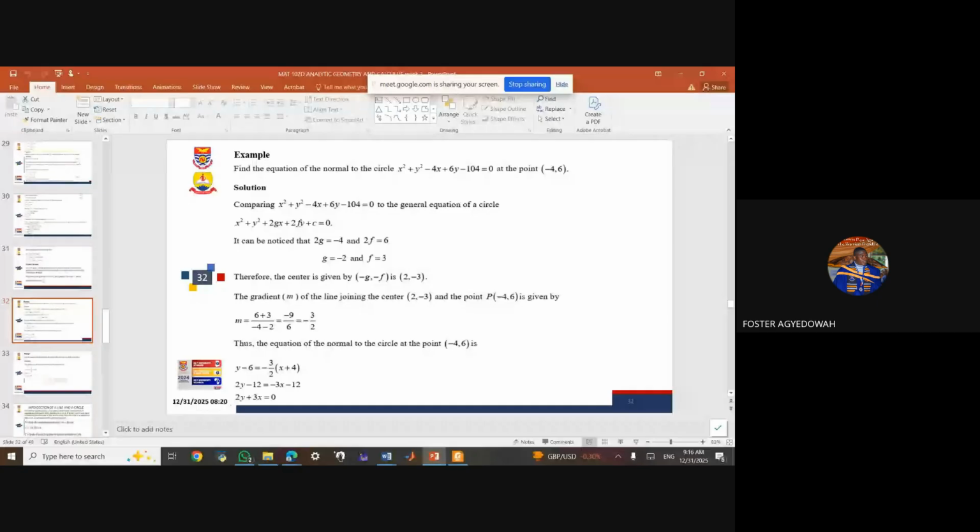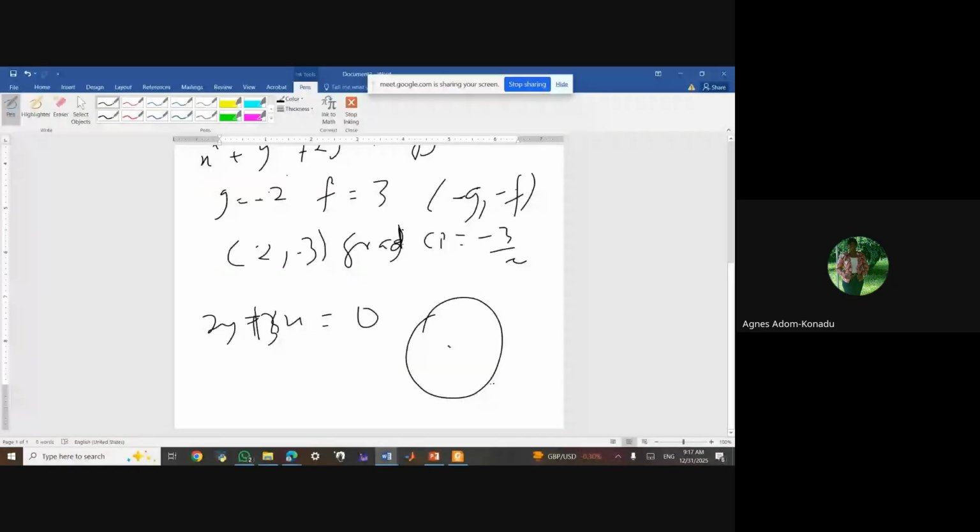I think you said we have to use the point P, which is tangent to the circle. It's not tangent, it's just a point on the circle. So when we have a center and a point on the circle, you can have a radius. If the point is here, the line from the point to the center will still be the radius. So the normal is the same as the equation of the radius.